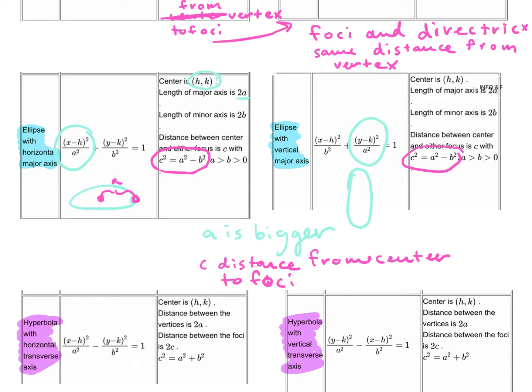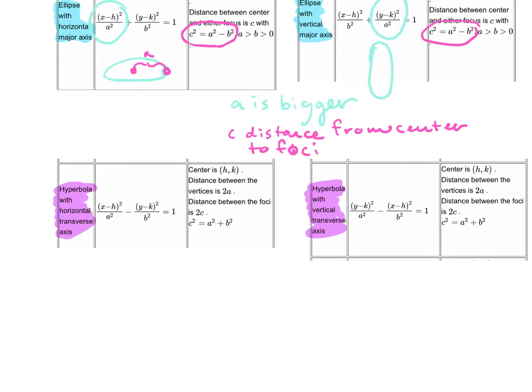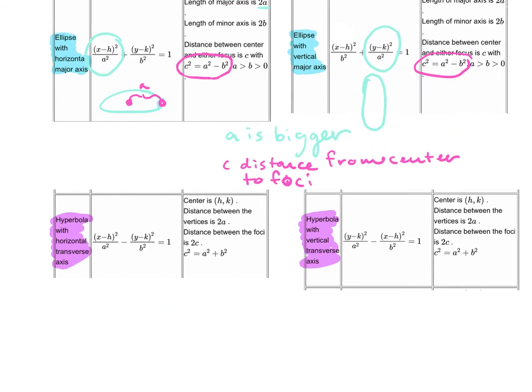Hyperbolas are a little bit different. So they look super similar to ellipses, but the major difference is that there's a minus in the middle. So hyperbolas have a big minus sign in the middle. And in hyperbolas, your a squared is always going to come first. So a squared is always the first one listed. Doesn't matter if it's under the x or under the y, your a squared is always the first one. So the distance between the vertices is 2a.